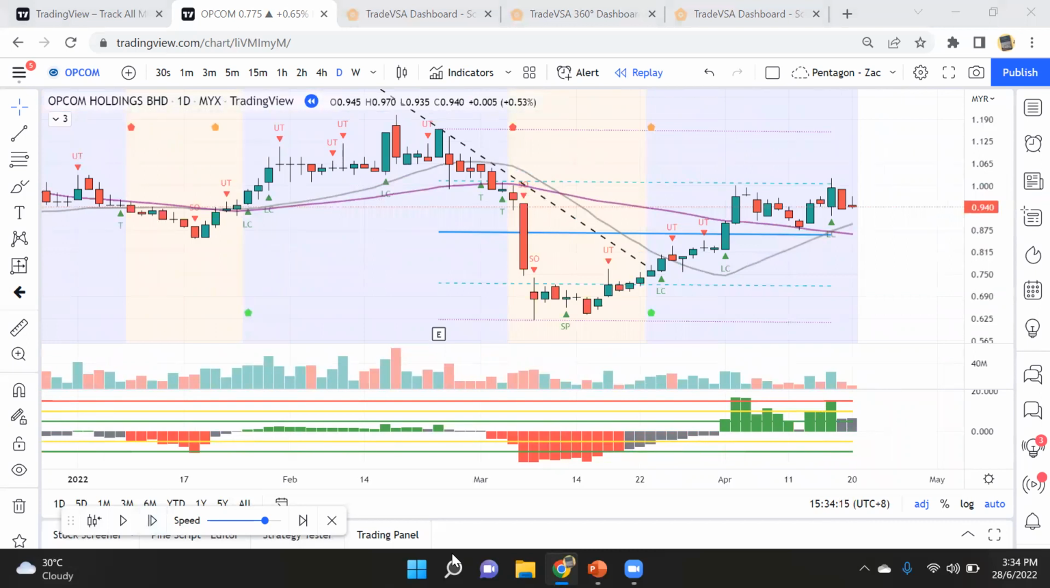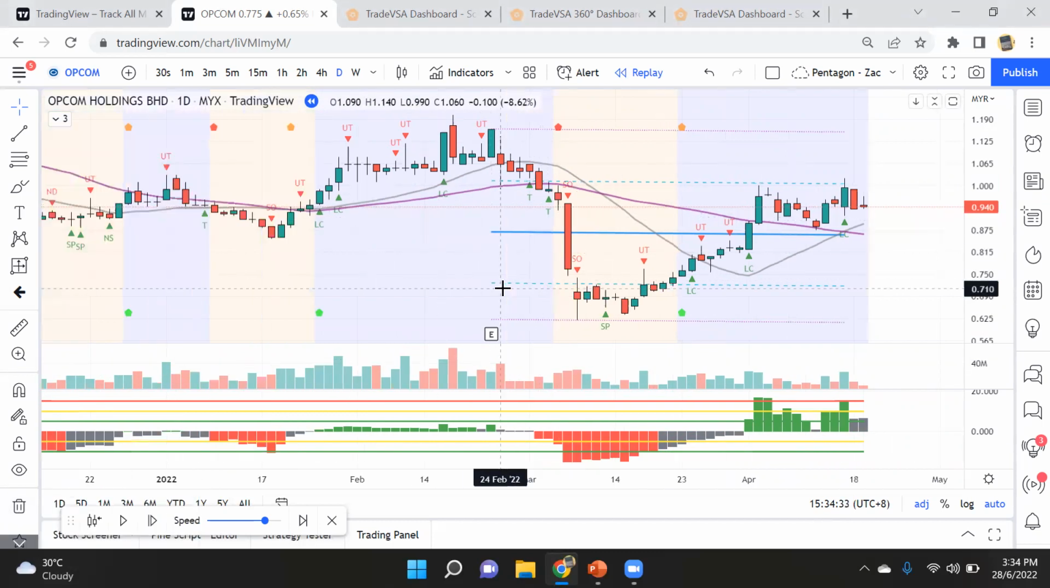Okay, any questions so far regarding the reversal patterns? Or maybe you have any stocks that you think are worth monitoring based on the setup we discussed today. Probably you can take one or two before we end our session here.